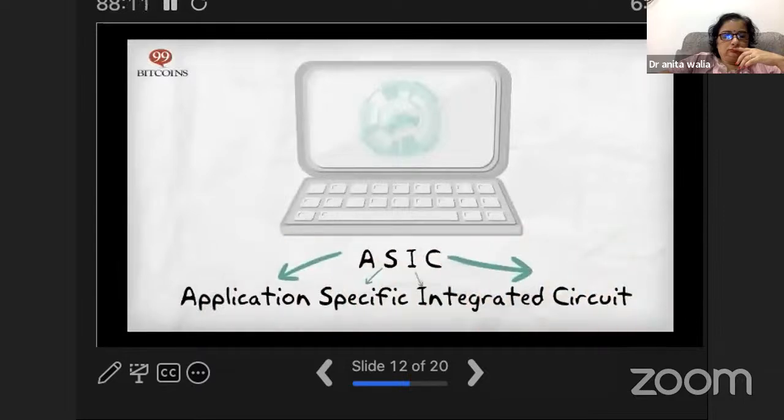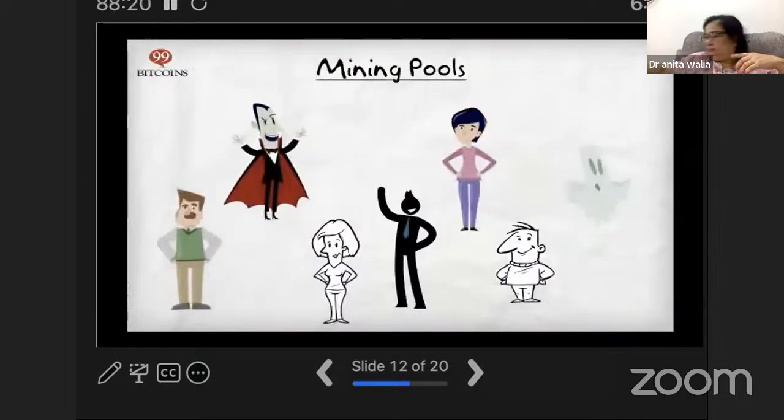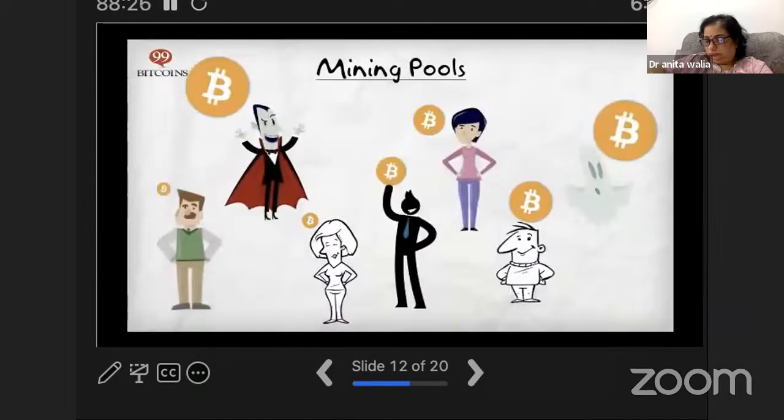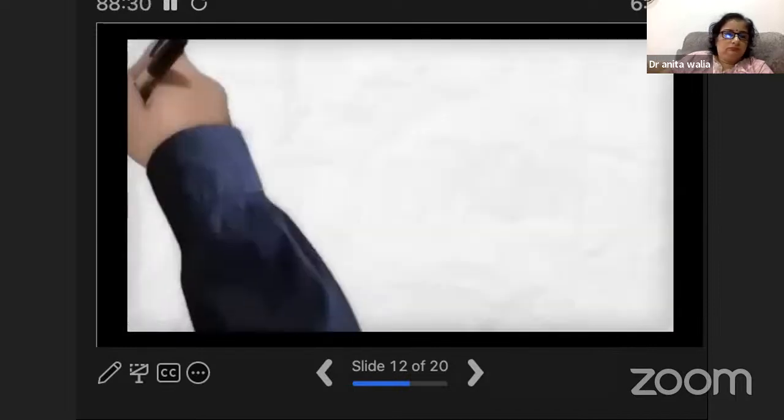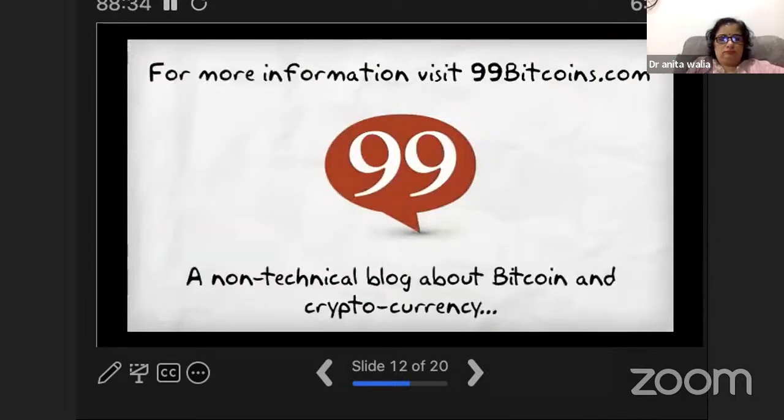But since so many miners have joined in the past few years, it's still almost impossible to mine alone. To solve this problem, mining pools were invented. Groups of miners formed together to deal with the growing difficulty of Bitcoin mining. Each miner gets paid for a relative share of the work. So that's how Bitcoins are born, through miners. For more information, visit 99bitcoins.com, a non-technical blog about Bitcoin and cryptocurrency.